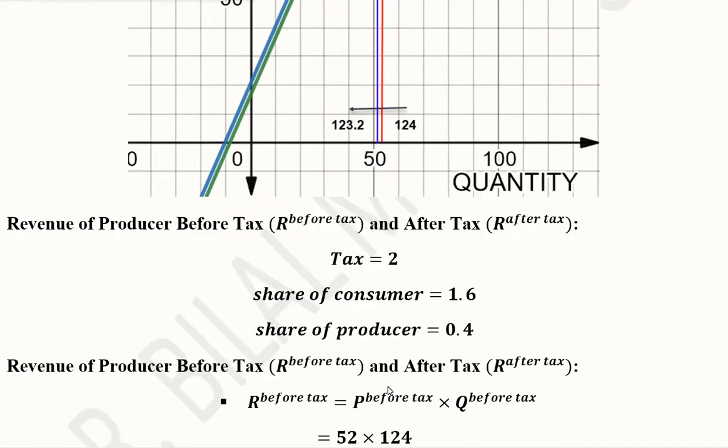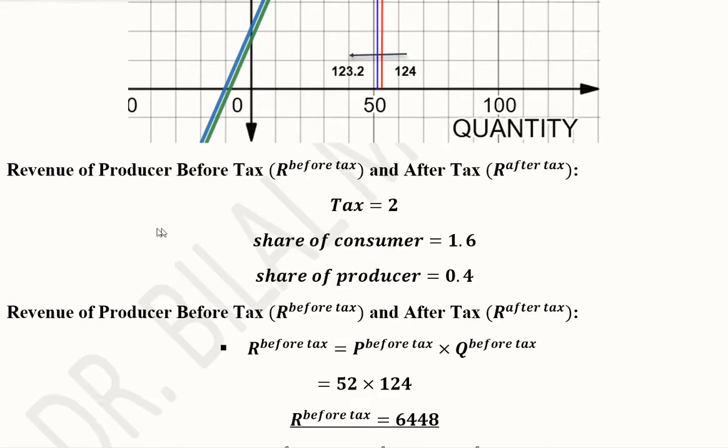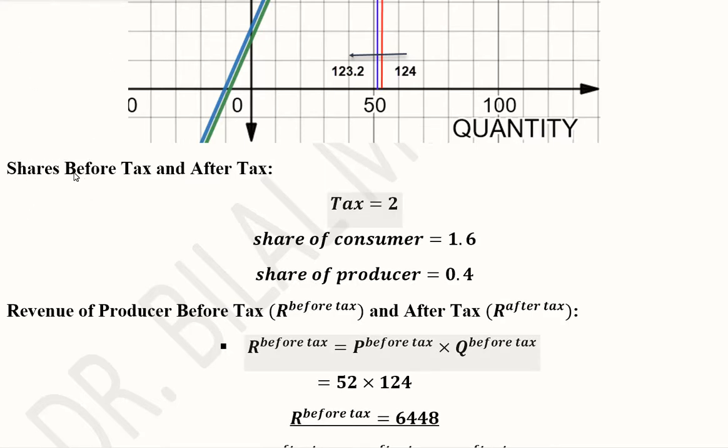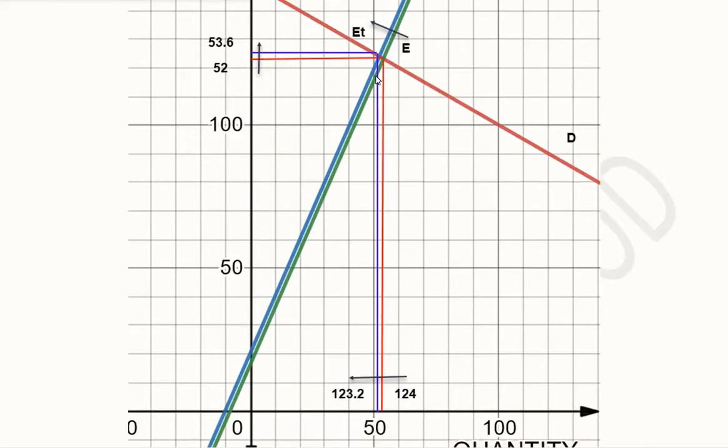Now we can do further analysis with the revenue and how the revenue gets affected. We are going to calculate the revenue before and after the imposition of the tax. Now it is more relevant to look at the shares before tax and after tax. The tax, as we are already informed, is equal to 2 currency units, and the consumer share is 1.6 and the producer share is 0.4. We can see it from the diagram, though it's a small change visible in this graph, but still it makes sense.